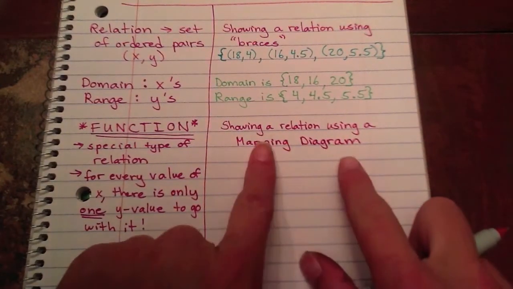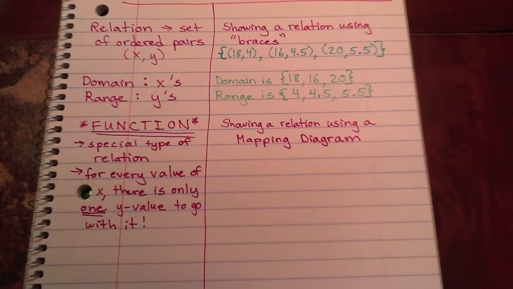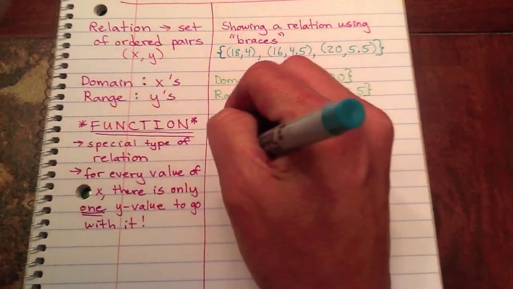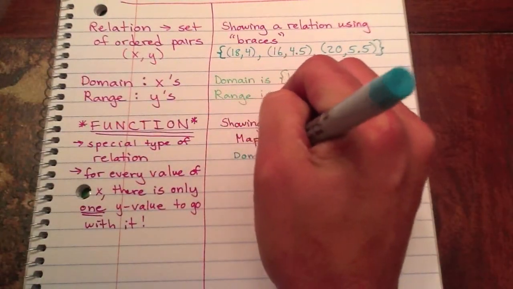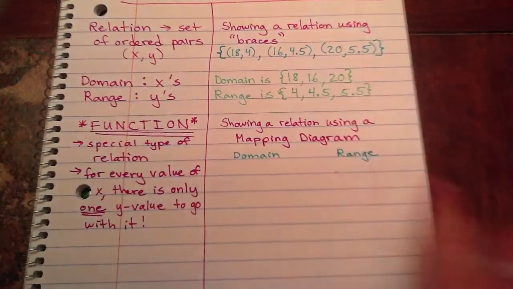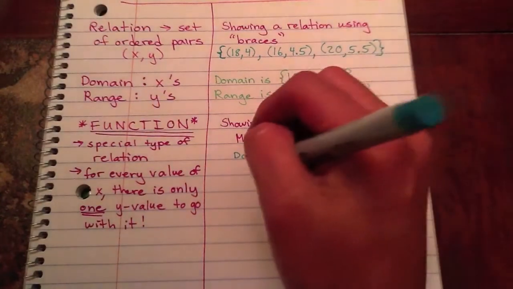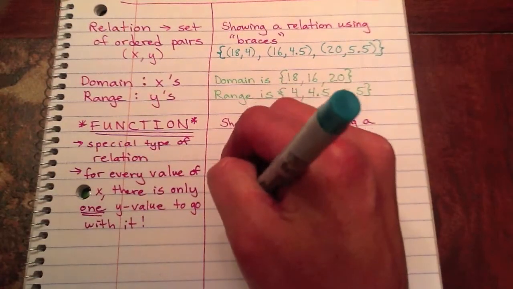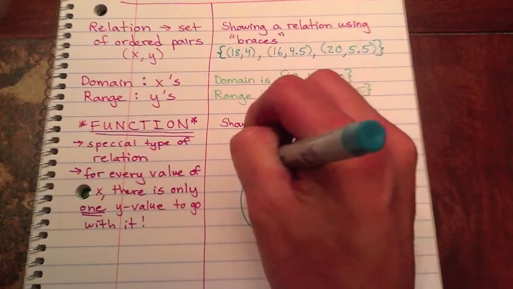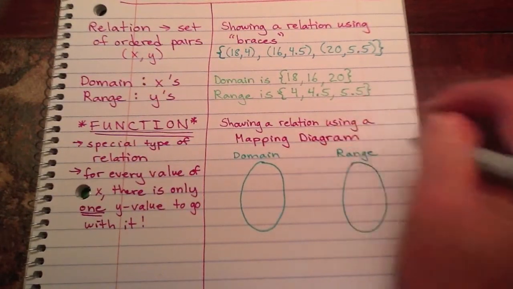And this is really nice to use when you're trying to find out if something is a function or not. So what you're going to do with a mapping diagram is put the domain on the left, range on the right, like that. Then you're going to draw an oval like that for each of them.